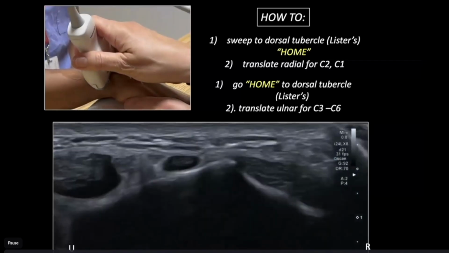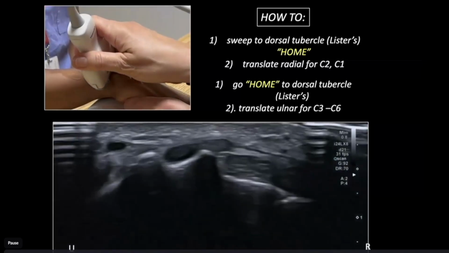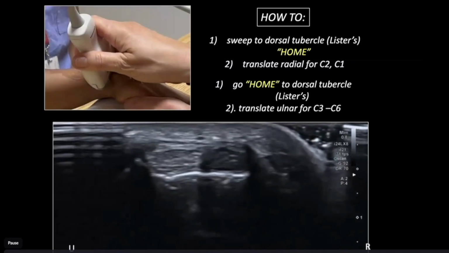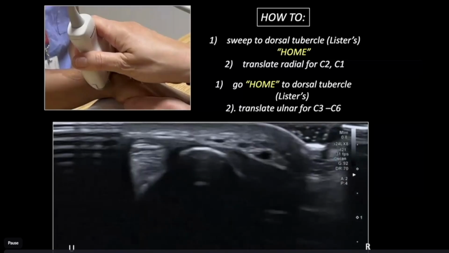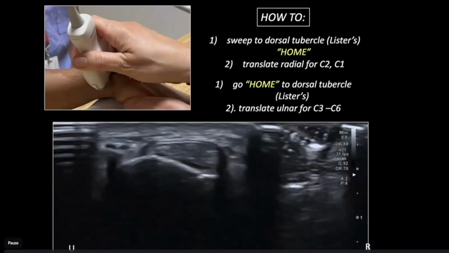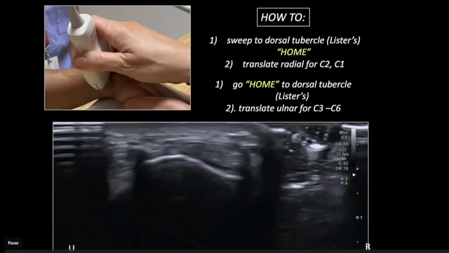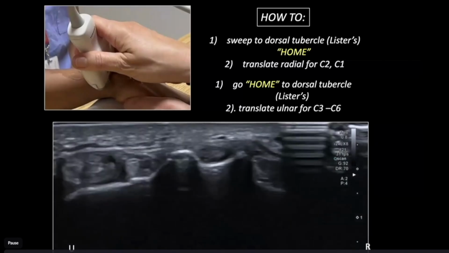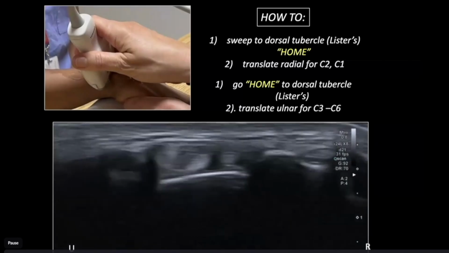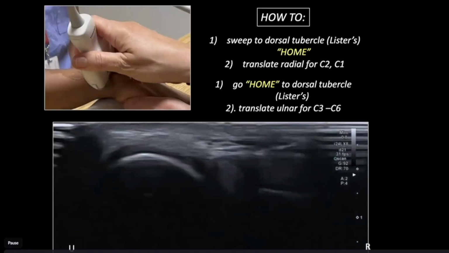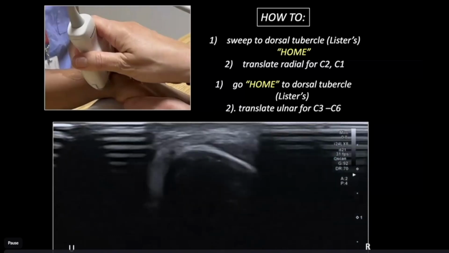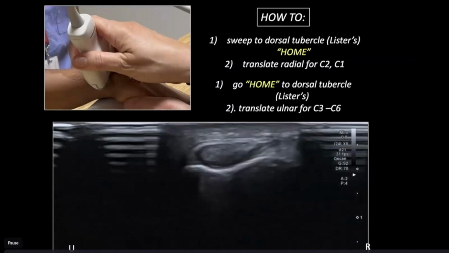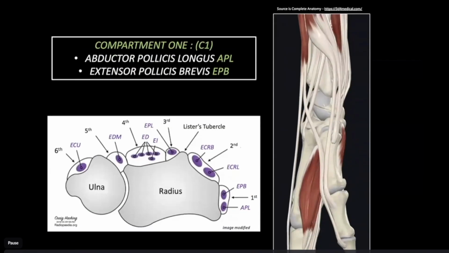So following the radius, finding Lister's tubercle, radial to compartment 2, and then all the way radial to compartment 1. It's further than you think. I recommend always going home and finding your way. Back to Lister's, there's compartment 3, there's compartment 4, 5, and then all the way ulnar over to compartment 6, ECU. Compartment 1, APL, EPB.